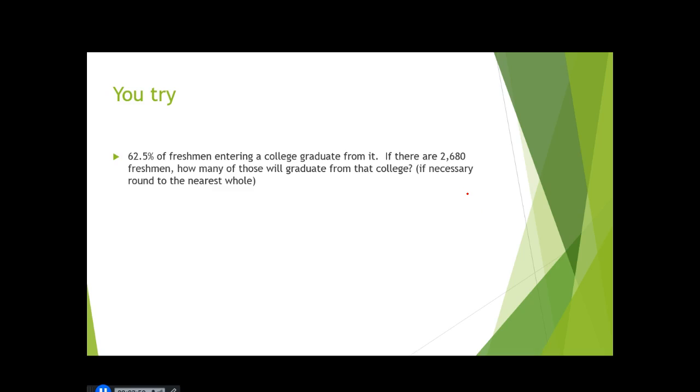62.5% of freshmen entering college graduate from it. If there are 2,680 freshmen, how many of those will graduate from that college? Round to the nearest whole if you need to. Possible answers are 2,332, 1,675, 4,288, and 2,024. Go ahead and pause and do that problem right now. Model it, write an equation, is over of equals percent over 100, and solve. For more practice, you're going to be on page 200, numbers 7 through 12, all.